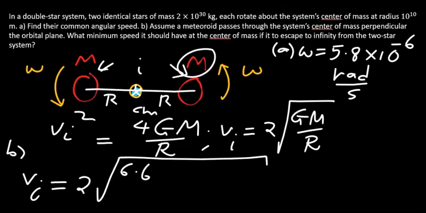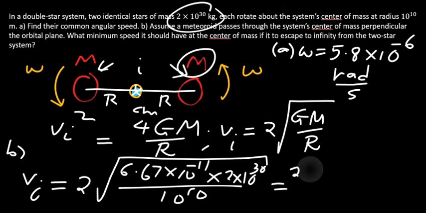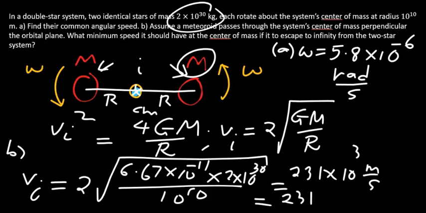G is 6.67 times 10 to the power minus 11. The mass of each star is 2 times 10 to the power 30 kg. And capital R is 10 to the power 10 meter. And you're going to get 231 times 10 to the power 3 meter per second, or simply 231 kilometers per second. And that's the answer for part B. And that solves the problem. Thank you for watching.